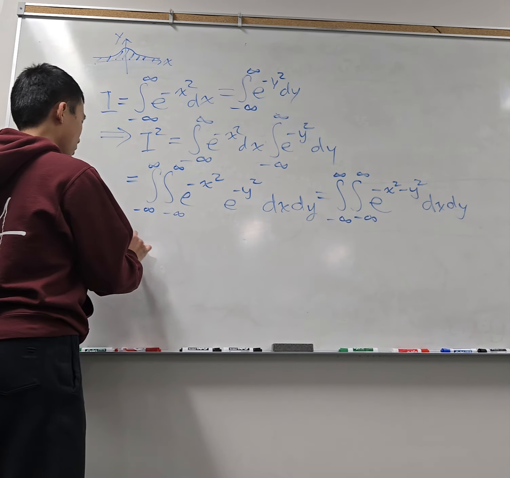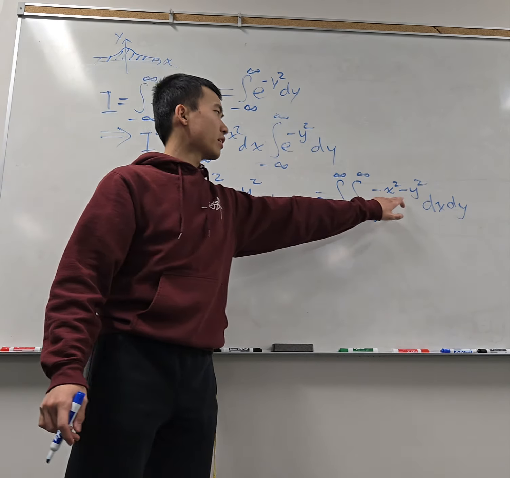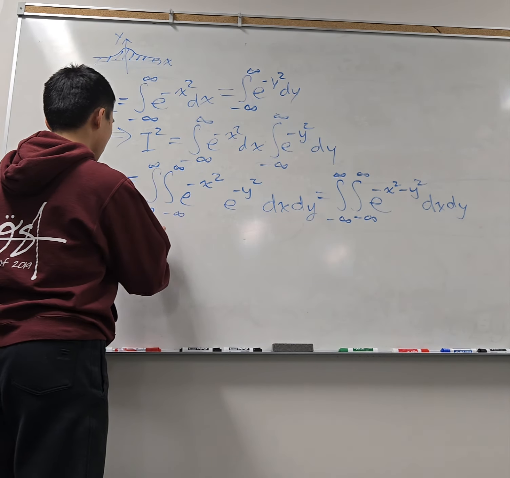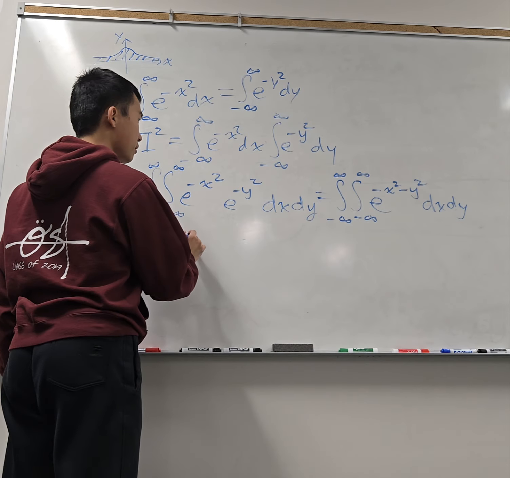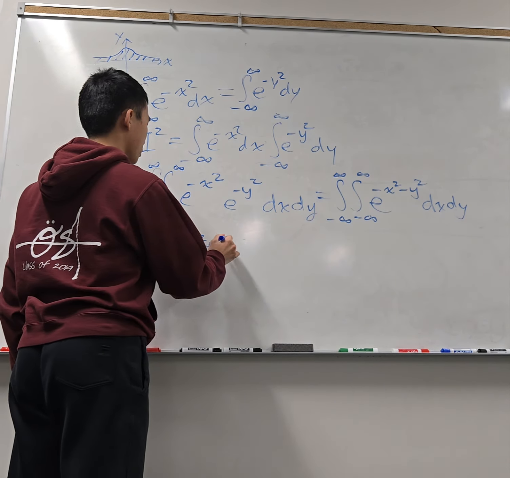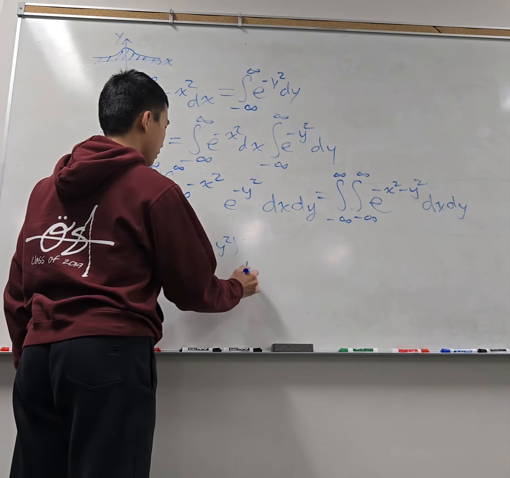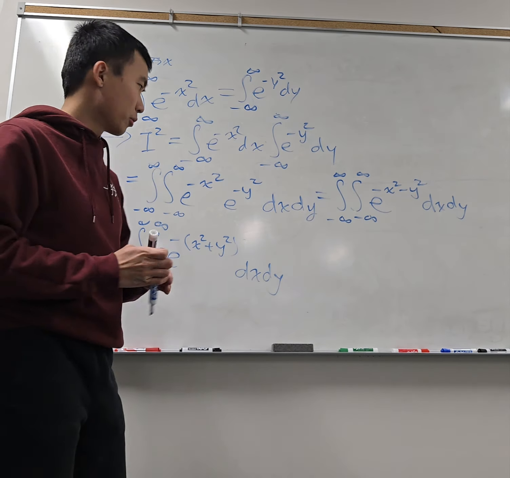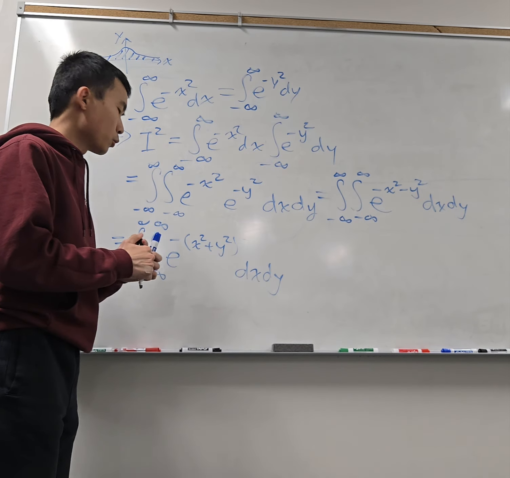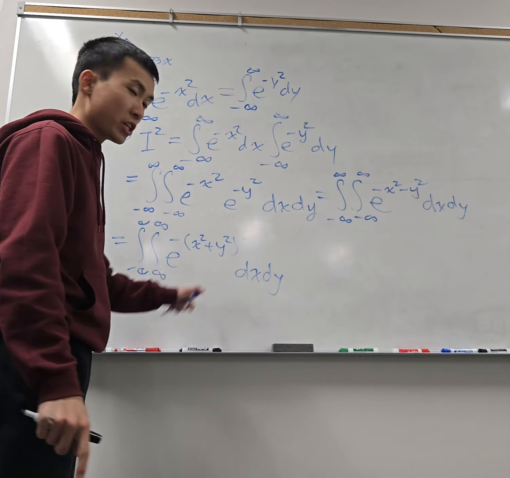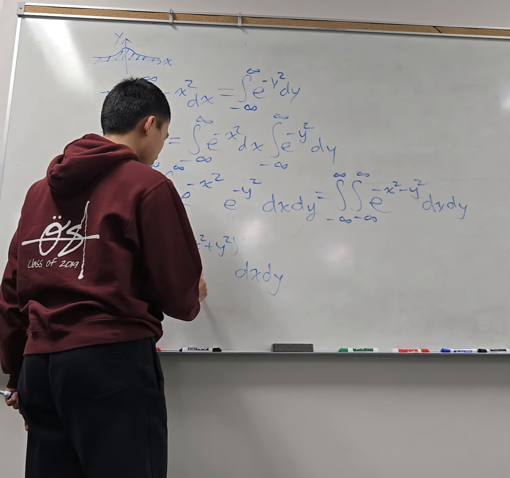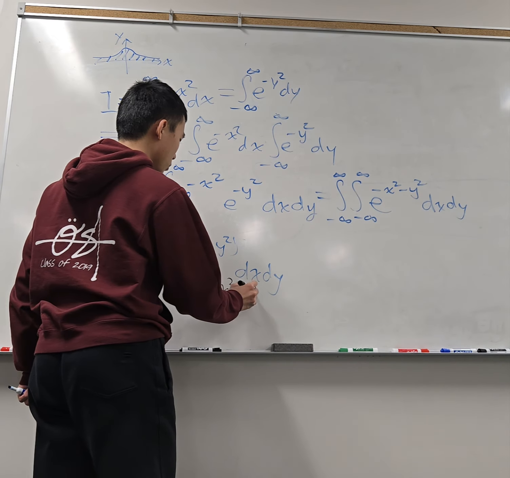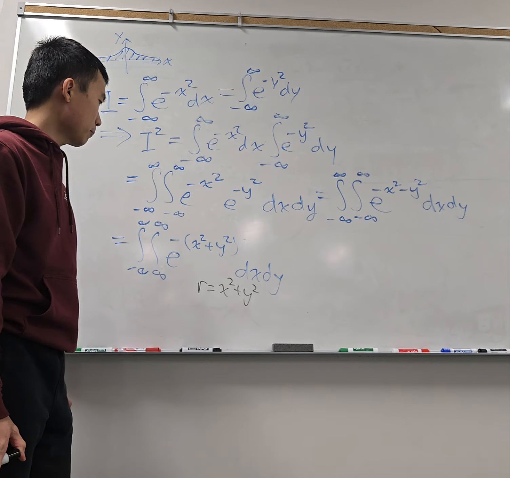Now, we can actually factor out a negative sign from this part. So we have e to the minus x squared plus y squared dx dy. Now, for those of you who know multivariable calculus, we can use polar coordinates as a change of variables. So we can let r equal to x squared plus y squared.